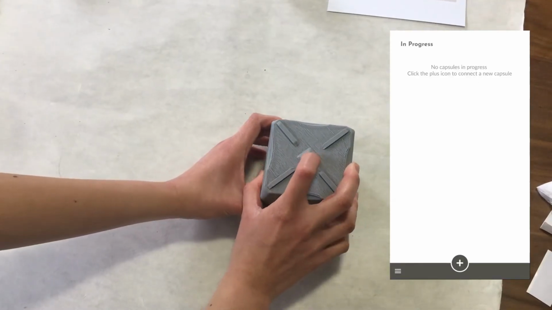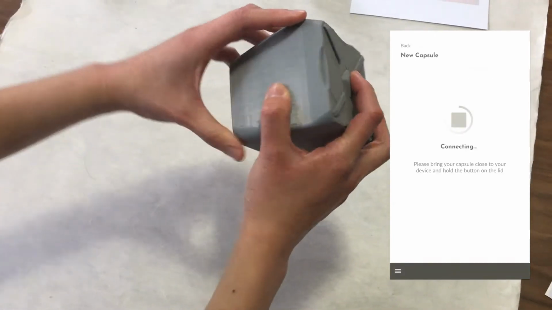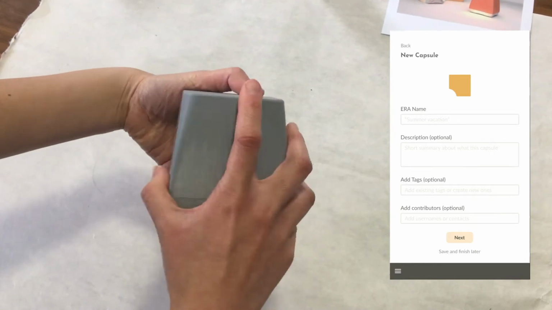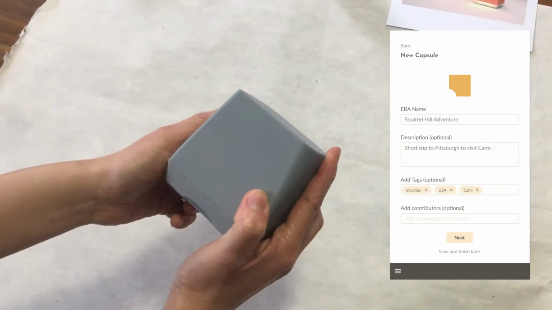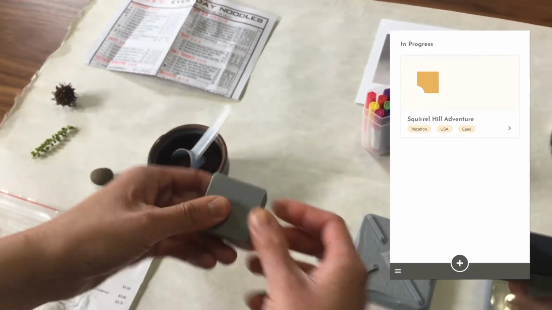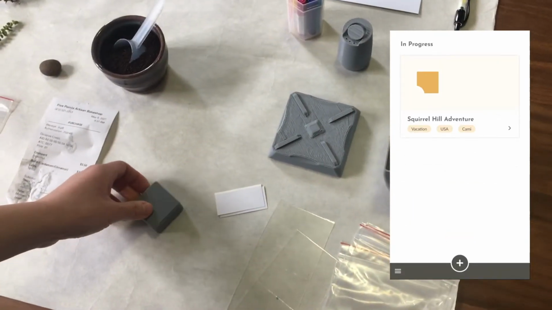After Jess returns home from her trip, she begins to curate her ERA capsule with some of the artifacts she collected. She begins by syncing her ERA capsule to her account, giving it a name, some tags, and a short description. She then moves on to preparing her physical artifacts.